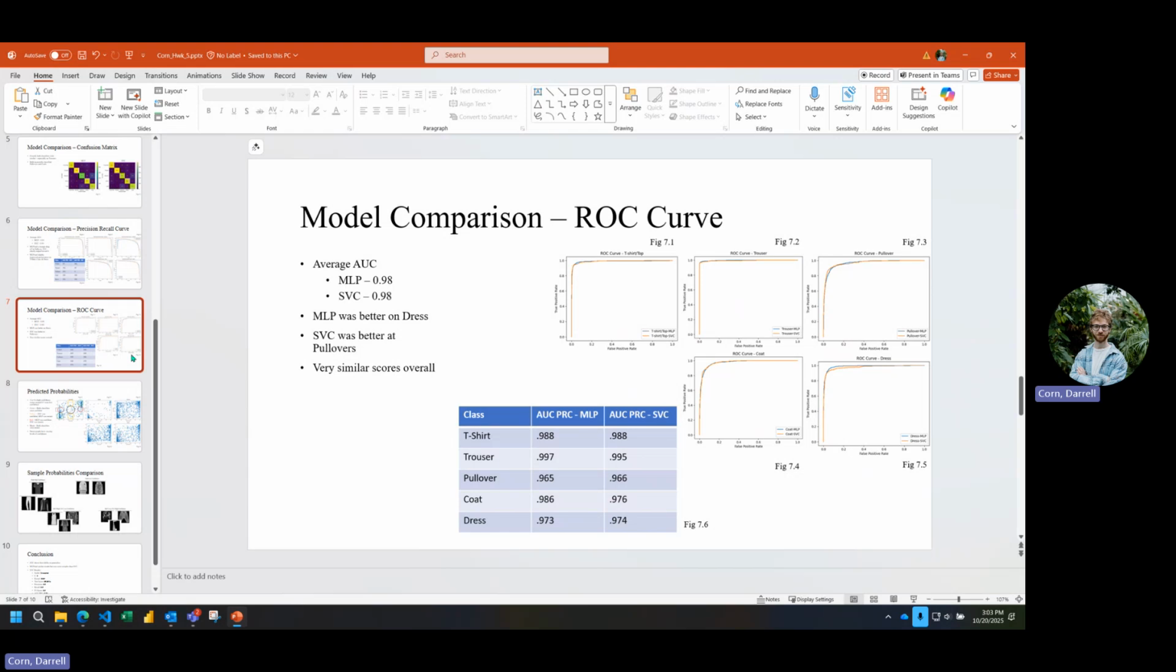Okay, onto the ROC curve now. Again, both classifiers had a similar area under the curve score of 0.98. So both classifiers already have a pretty good trade-off between false and true positives, but some small differences are that the MLP was a bit better at dresses, where the SVC was a bit better on the pullovers. We can see that this orange line is just butting out ever so slightly from the MLP blue curve.